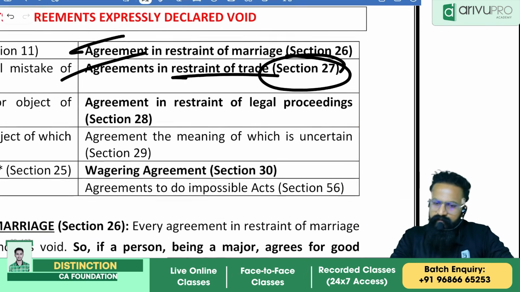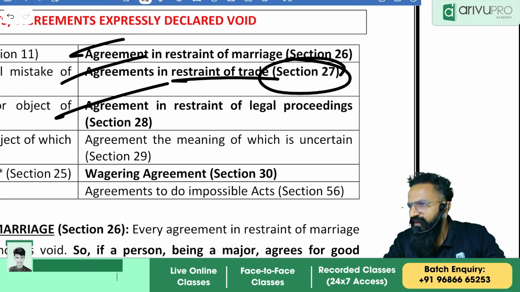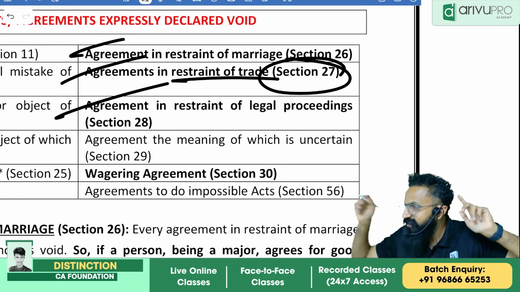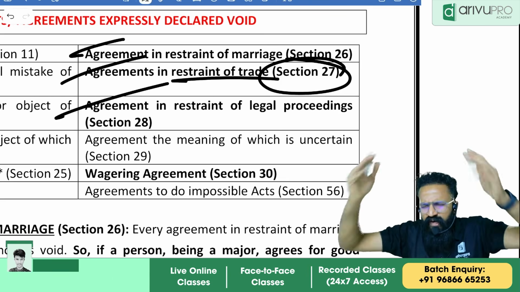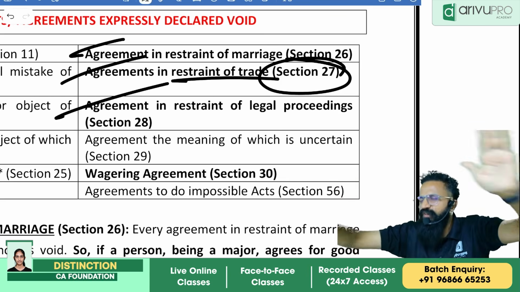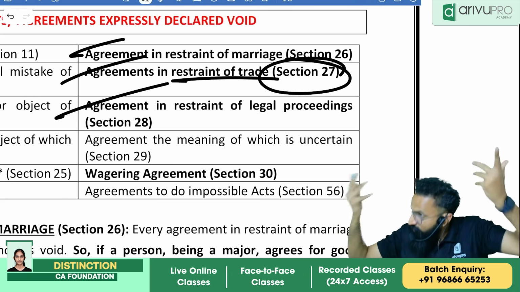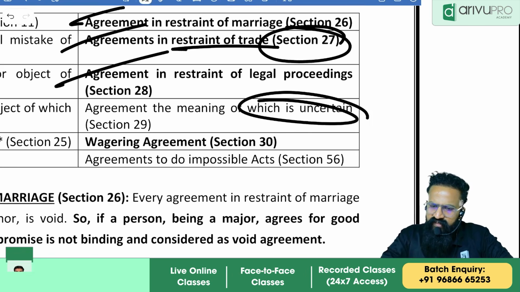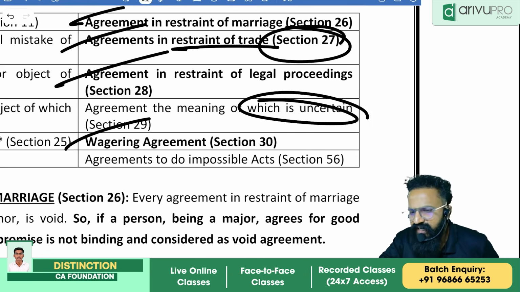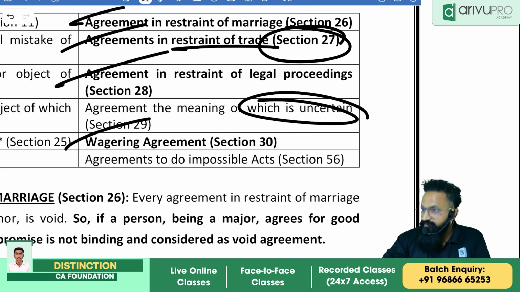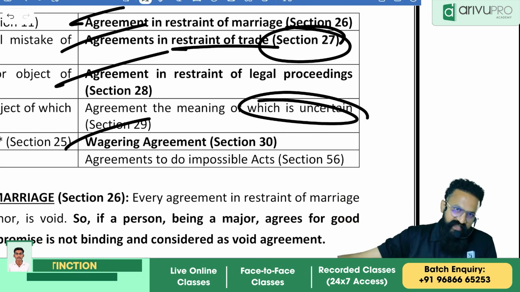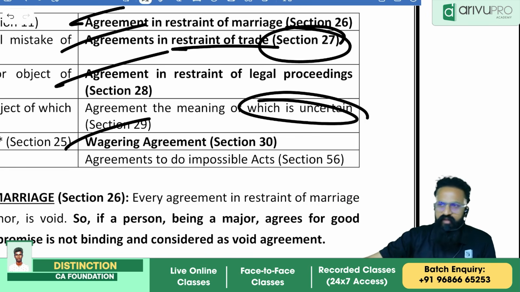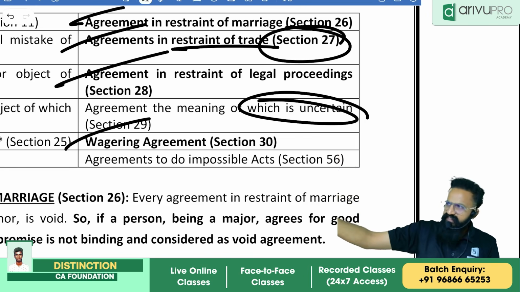Okay. Agreement in restraint of legal proceeding. A question was there. Two parties have agreed not to go to court. Class test was there. Even if a contract says you are not supposed to go to court, such clauses will be treated as void. Agreement, the meaning of which is uncertain. We have already seen wagering agreements. In wagering agreements, an event which is uncertain, something which depends upon a collateral event which is uncertain, which may happen or may not happen.